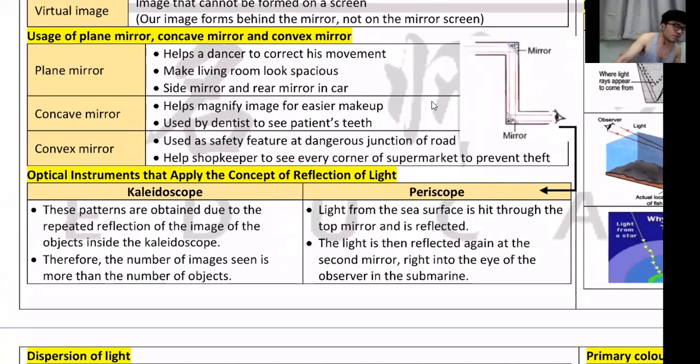All right, so we are in November notes. This is your November chapter, Form 1, chapter 8. All right, so kaleidoscope, periscope, read this yourself. Basically, it's just two reflections over here. Nothing really much here.